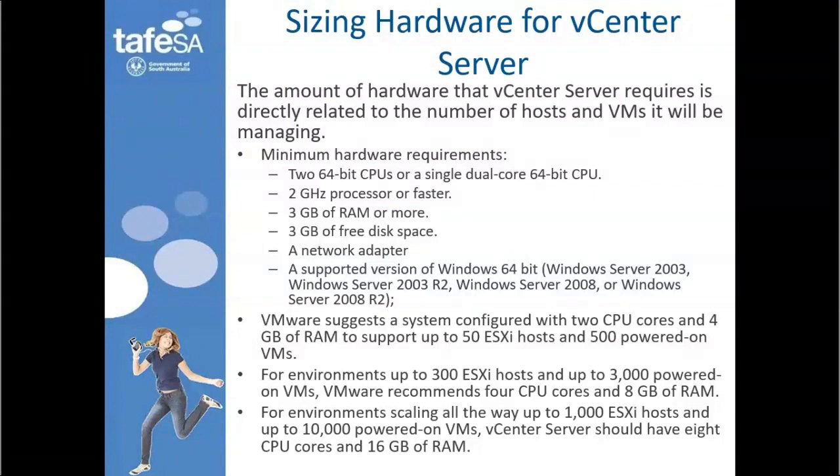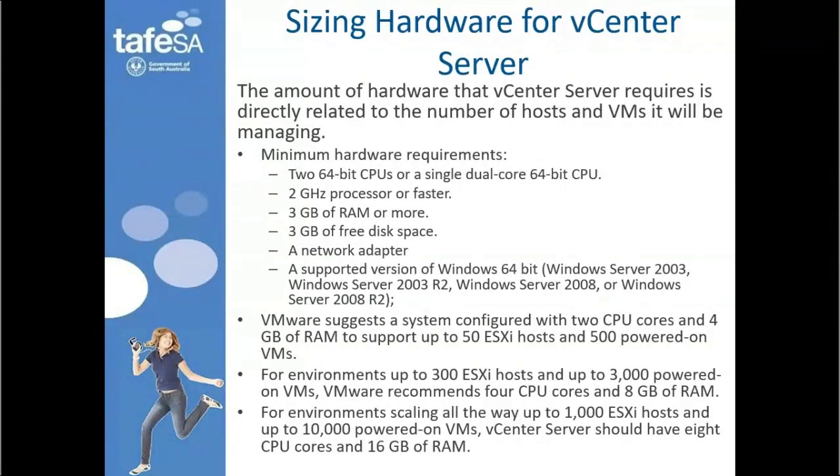So basically, the minimum requirement, this is the minimum, and then you go up from there. Okay, you need a 64-bit CPU, single or dual core, 2 gigahertz, 3 gigs of RAM, 3 gigs of free space, a network adapter, and if it's Windows, it's one of these versions or later. So VMware suggests, however, a system configured with 2 CPU cores, 4 gigs of RAM to support up to 50 ESXi servers, and 500 powered on virtual machines. That's quite big already, okay? But trust me, that's not as big as you can get.